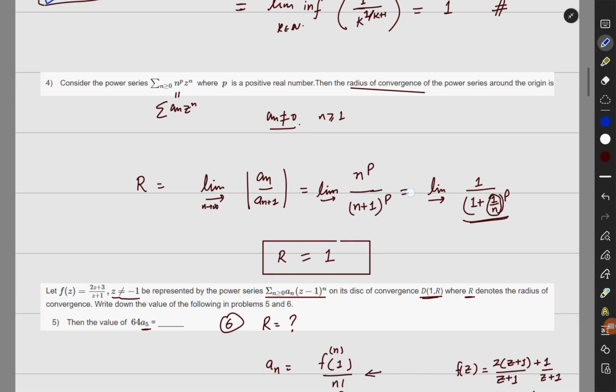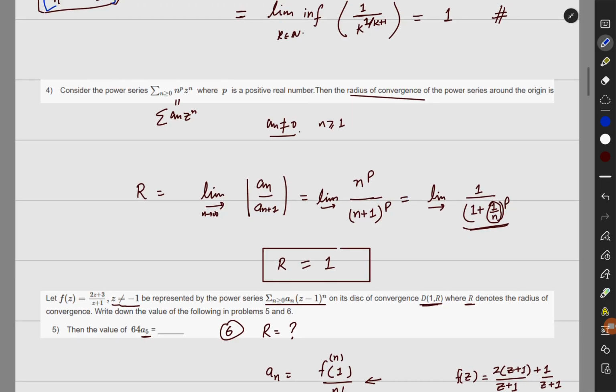Now we come to the fourth question. Here also we want to calculate the radius of convergence of a power series, where the power series is given in this way. The coefficients here are a_n is equal to n to the power p, where p is a positive real number, so most of them are non-zero. So this division is well defined. Basically a_n divided by a_(n+1) is a non-zero real number.